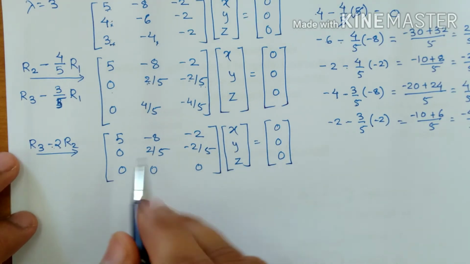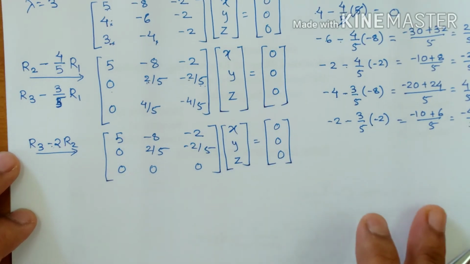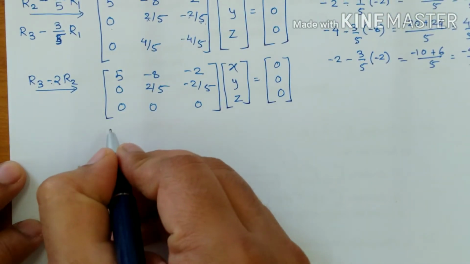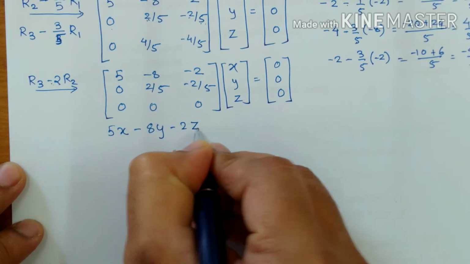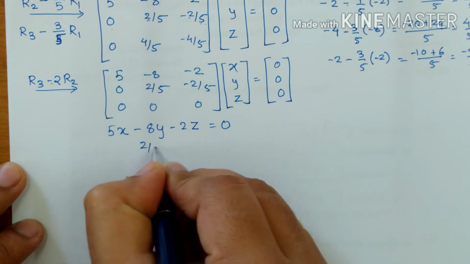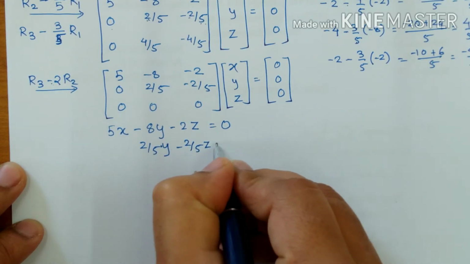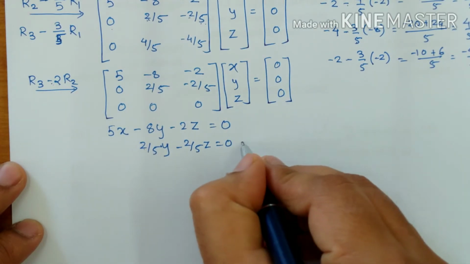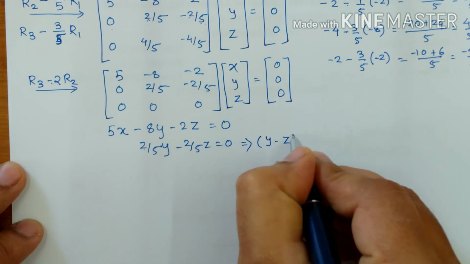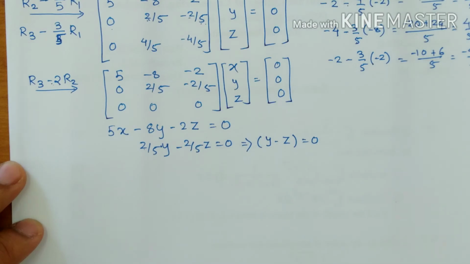In other words, the rank of A minus lambda I should be less than the number of unknowns, then only it is possible. Now I rewrite the equations. 5x minus 8y minus 2z is equal to 0. 2 by 5 into y minus 2 by 5 into z is equal to 0. You can take 2 by 5 common and shift it to the right hand side, which provides me y minus z is equal to 0. Now we have to calculate the values.